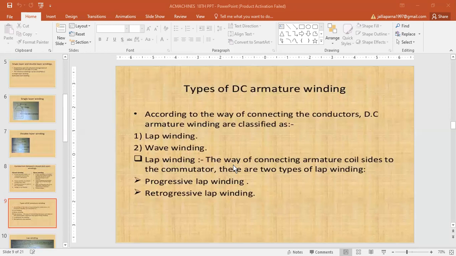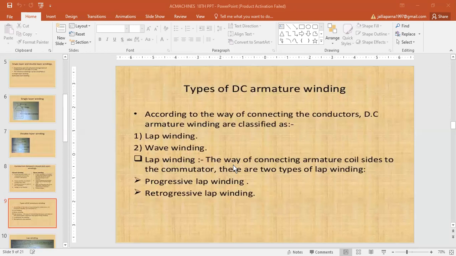Alternatively, the front pitch may be defined as the distance between the second conductor of one coil and the first conductor of the next coil, which are connected together at the front, that is, the commutator end of the armature. Hence YF equals 8 minus 3, equal to 5.